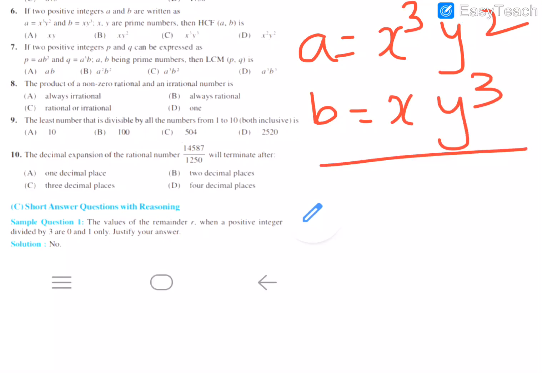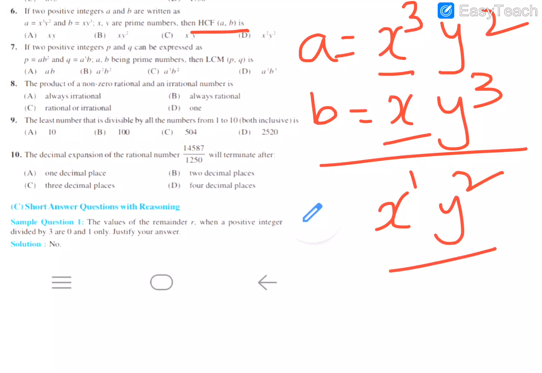So they are asking what is the HCF. Simple, x का smallest power 1, y का smallest power y square. So this is your answer.